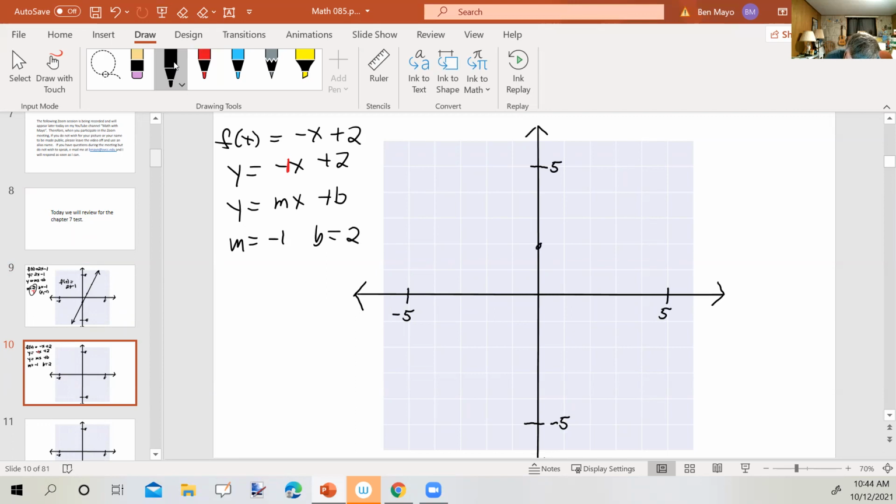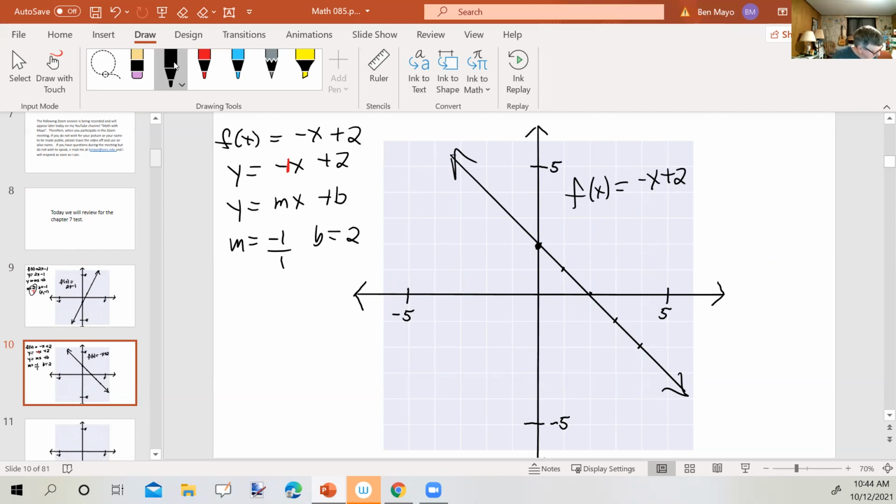So we're going to start at 2, and then the slope is going to go down 1 and over 1, down 1 and over 1, as it goes from left to right. And there is the graph of f of x equals -x plus 2. Any questions on that one?